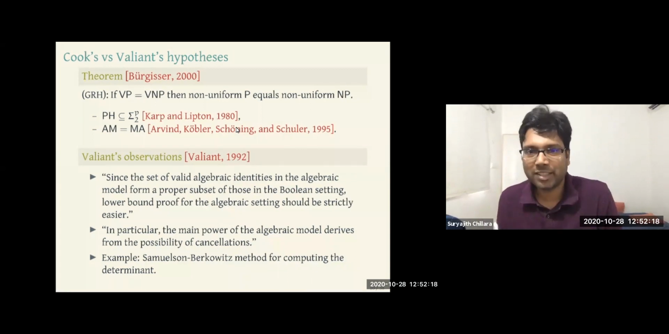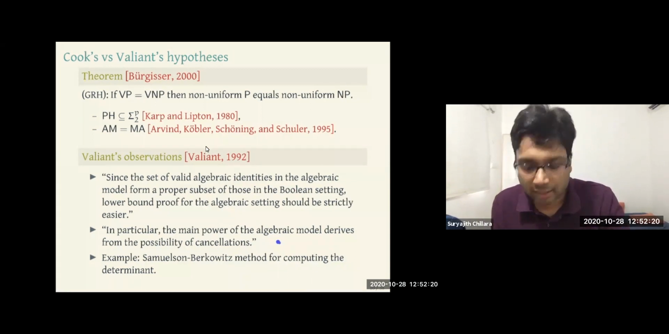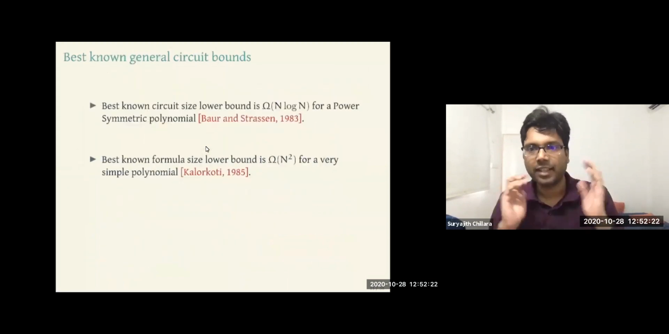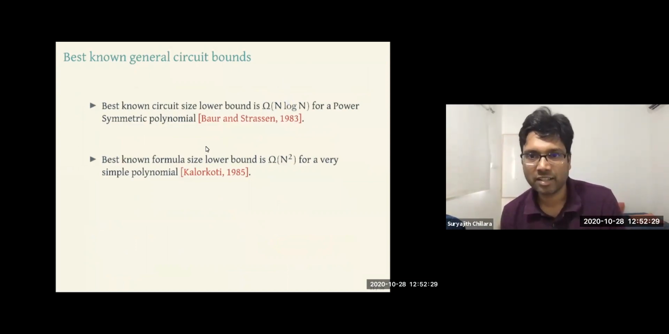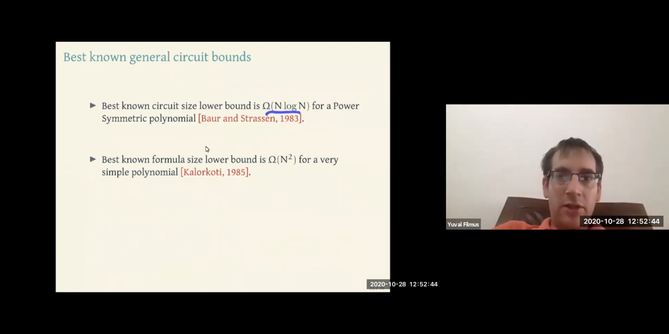However, the best known lower bounds are barely superlinear for general circuits, for a very simple polynomial, and barely quadratic for formulas. So what we set out to prove is super polynomial lower bounds, and what we have is barely linear. So just superlinear.